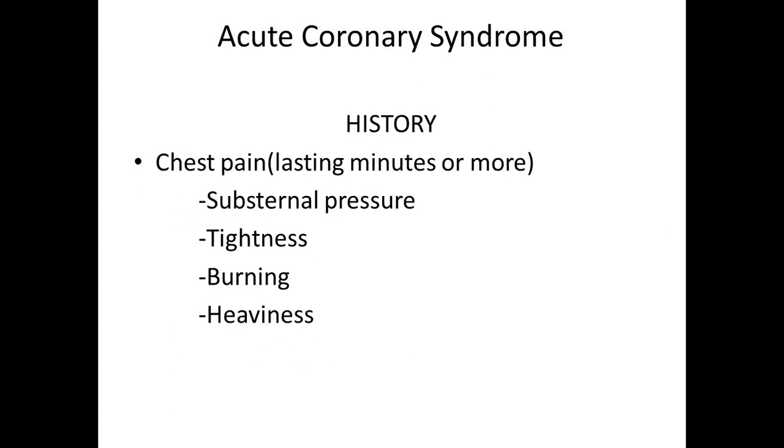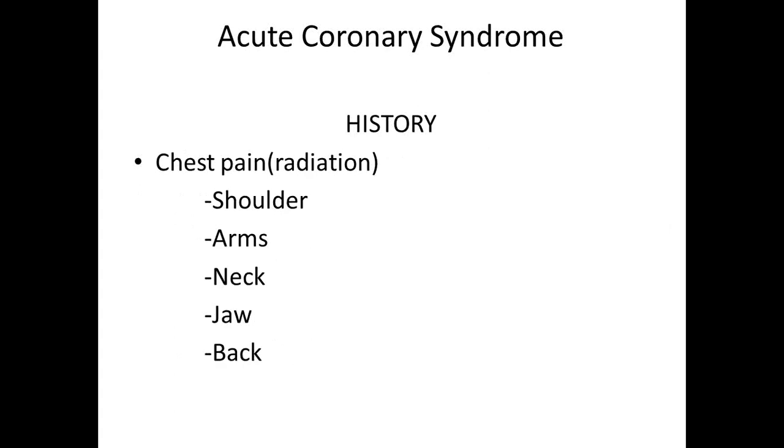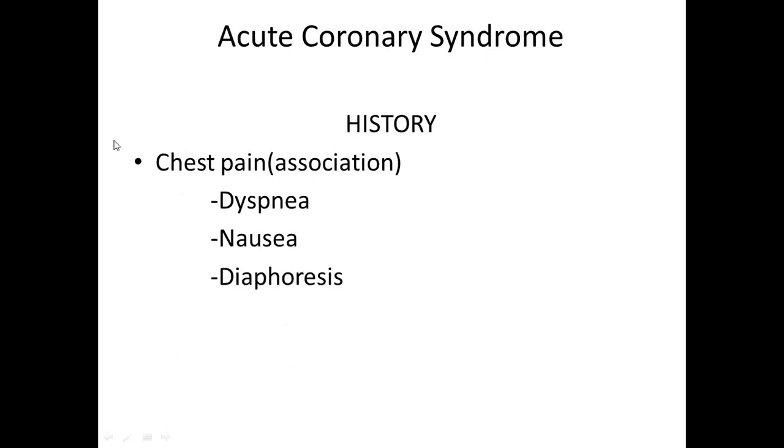Is it associated with shortness of breath? Is the patient diaphoretic? Radiation of the discomfort? Where is the discomfort located? Okay, does it go to the patient's back? Increase with activity? How long the discomfort lasts? So you need to know everything about that discomfort. Okay, again, shoulder, arms, neck, jaw, back, radiation. Is it associated with shortness of breath, nausea, diaphoresis? A lot of these patients with acute coronary syndrome are wet because they're diaphoretic.